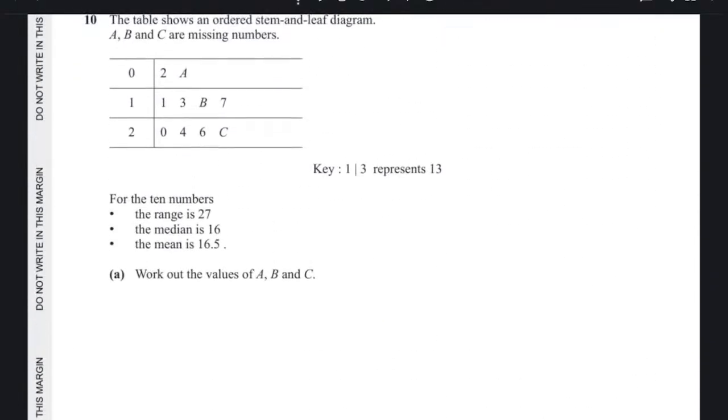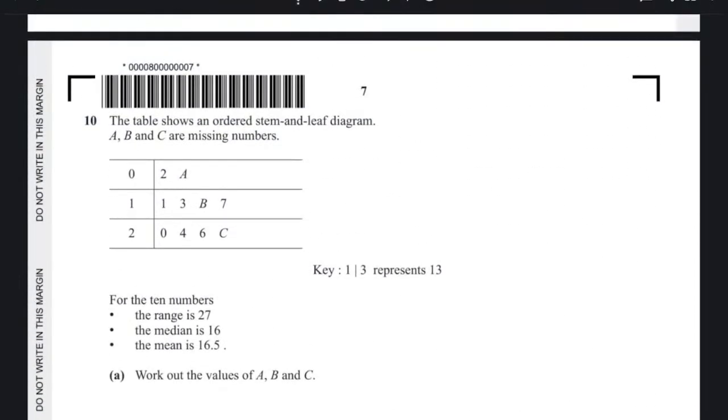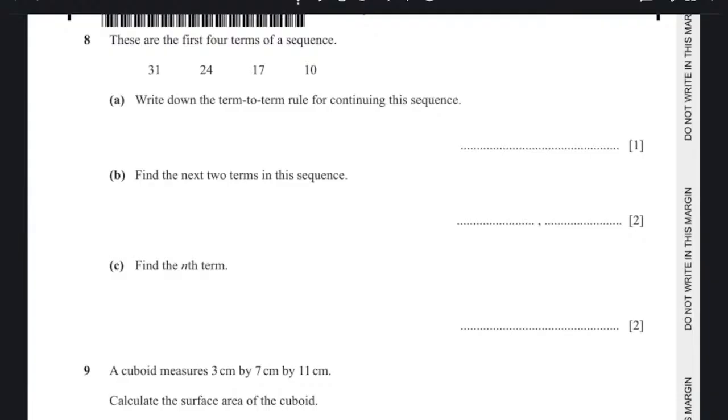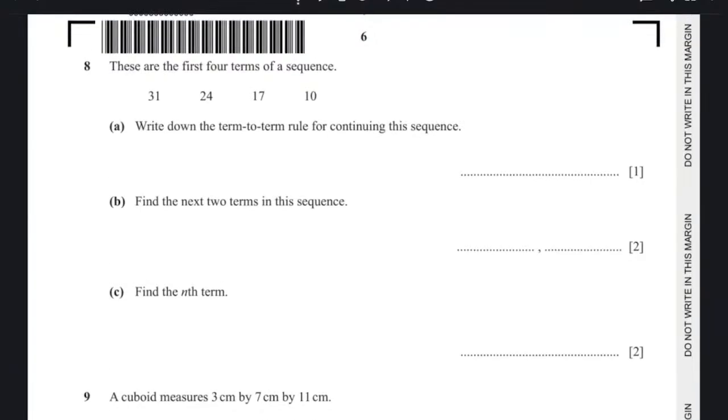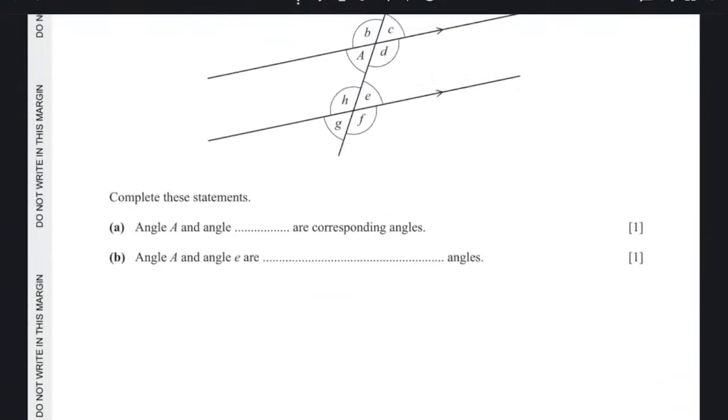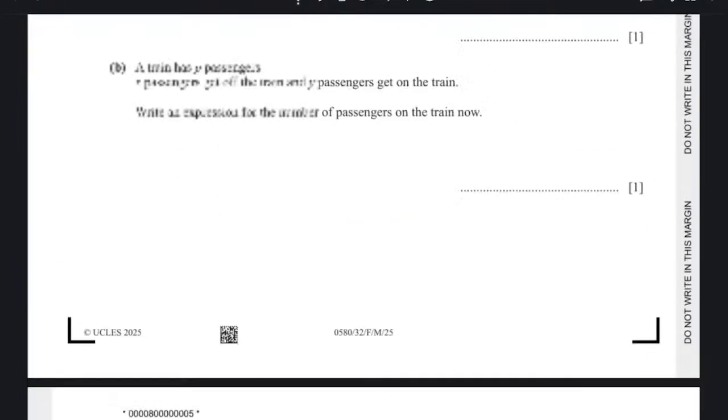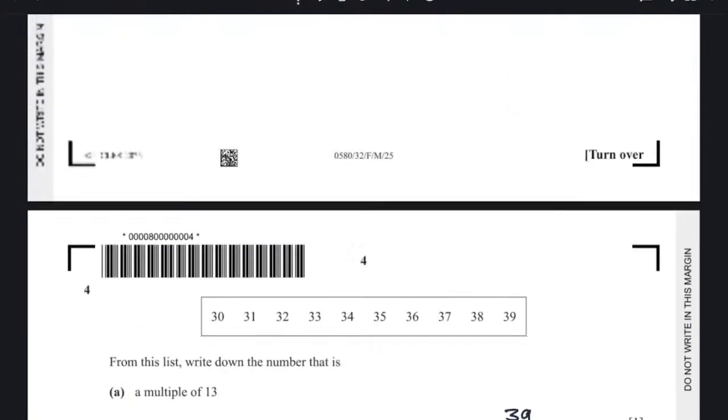I want to start with things that have a lot of marks. Okay, stem and leaf and bearing, we are coming back to it. Okay, I'll do it. I want to start with transformations. Where are the transformations?